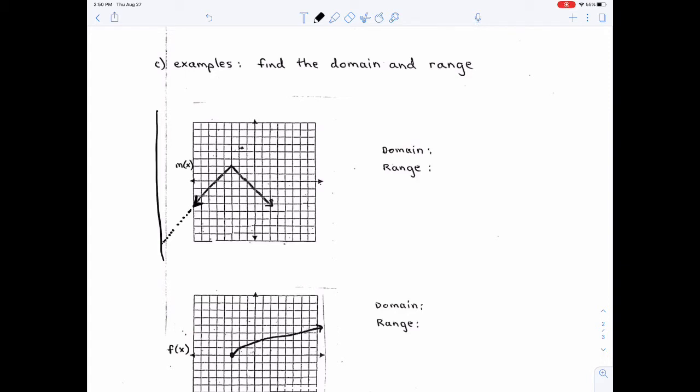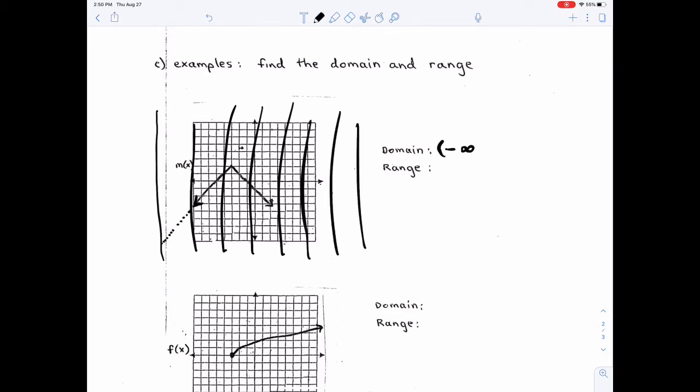So our domain would be -infinity. Remember, you never have parentheses for infinity. And then if we keep moving it across, we're still touching it, still touching it, and it keeps extending to the right infinitely. Okay? I'll put at the end what you'd write if you used an inequality.